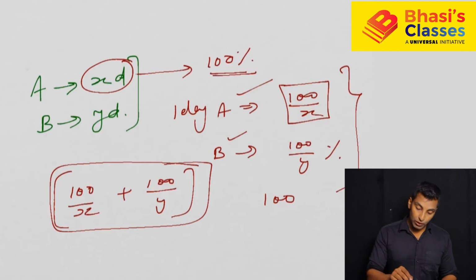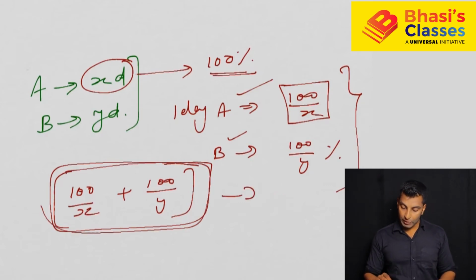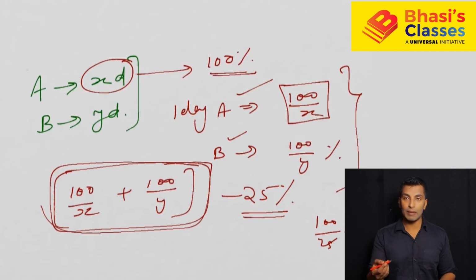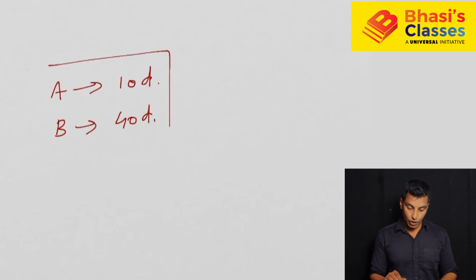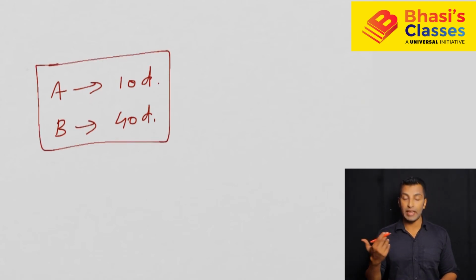Okay, so let's suppose they together completed 25%. Let's suppose we take this value 25%. Then what's your answer? 100 by 25, that is equal to 4 days. I give you an example so that you can understand much better. Let's suppose A takes 10 days to complete the work and B takes 40 days to complete the work. Okay, so this is a story which is given. A takes 10 days, B takes 40 days.